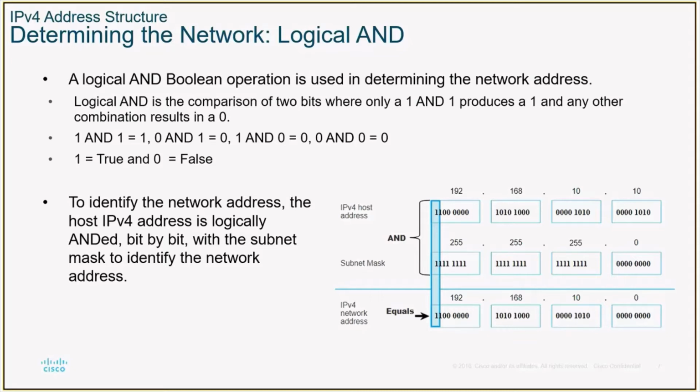But anyway, so to identify the network address, the host IPv4 address is logically ANDed bit by bit with the subnet mask to identify the network address. And so, as I said, because the mask here in this last 8 bits has got 0 in every column, the last 8 bits will always end up being a 0. And that's why the network address is always expressed as a 0 in the host section. So 192.168.10.0, that's the network address. That's what the router uses and what it shares with other routers to advertise that network number.